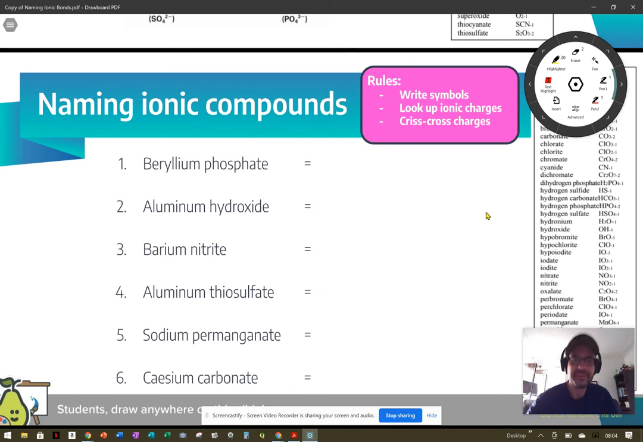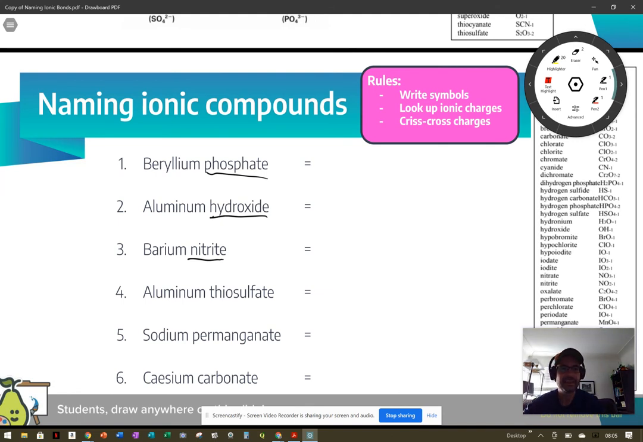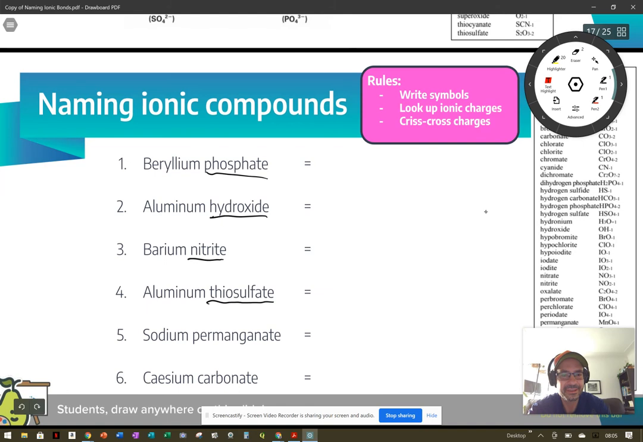So we've got beryllium phosphate. So this is our polyatomic ion group. For aluminum hydroxide, this is our polyatomic ion group. For barium nitrite, this is our polyatomic ion group. And for aluminum thiosulfate, that's the polyatomic ion group. Sodium permanganate, that's the polyatomic ion group. And cesium carbonate, that's the polyatomic ion group.